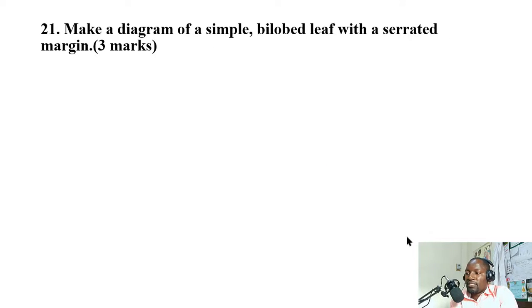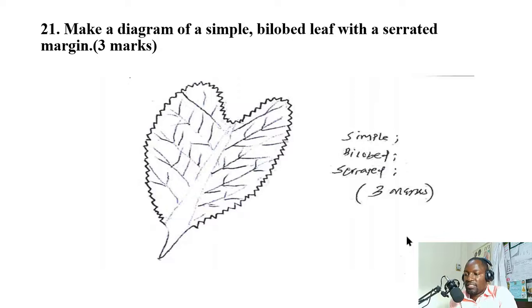Make a diagram of a simple bilobed leaf with a serrated margin. Bilobed means it has two lobes. It's bilobed. Then it has a serrated margin. So that's a simple diagram of the same. Just a simple diagram. Remember, don't shade. Just draw a simple diagram showing the veins.